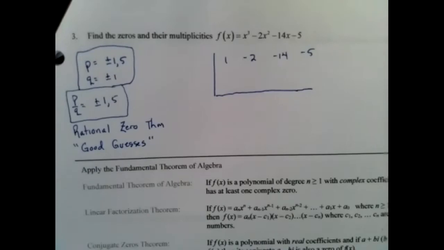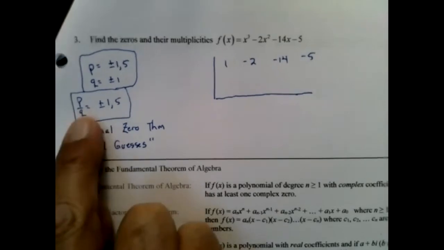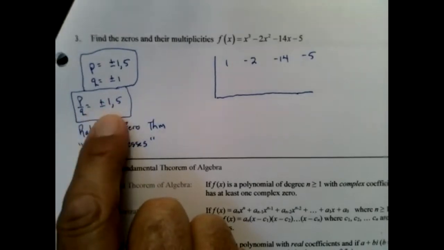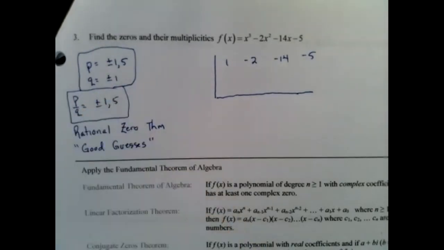Cool. I found the factors of P, my constant term. So it's plus or minus 1 and 5. My factors of Q, the leading coefficient, is just 1. So it's plus or minus 1. The rational zero theorem, which I call good guesses: plus or minus 1, plus or minus 5. Now, it's possible none of those work, and we'll see that later. But I'm pretty sure at least one of them is going to work. And I'm going to do it in pencil, just in case.